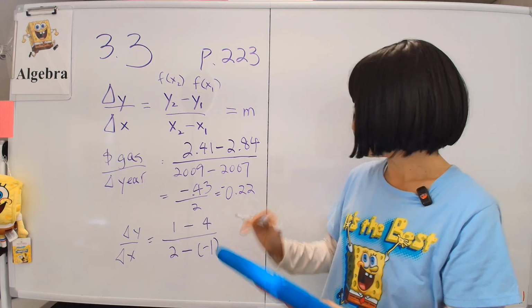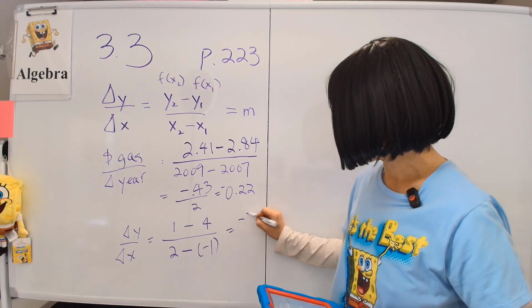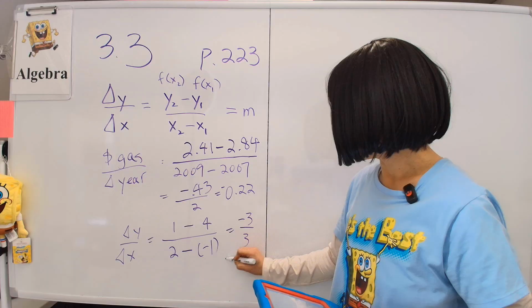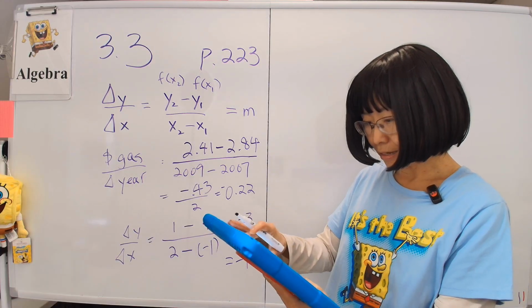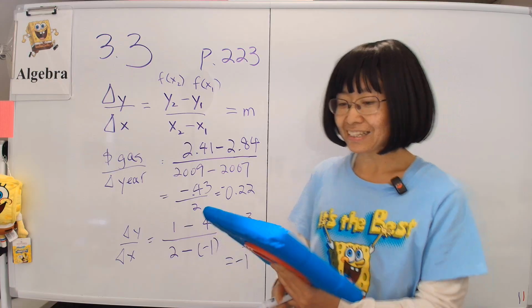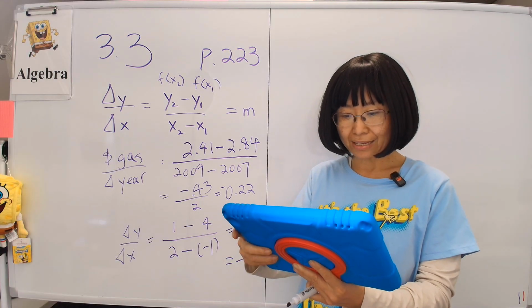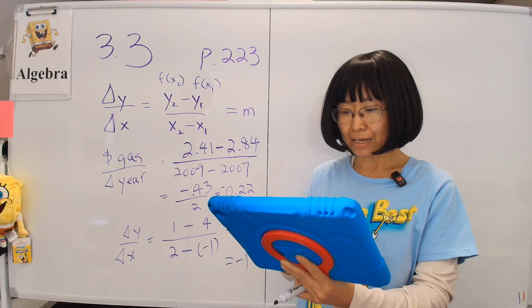And then if we do the math here, that would be minus 3 over 3, so that equals negative 1. And that should be the answer. Yep, it is. Okay, so that's example 2. Please do that as a part of your homework as well.